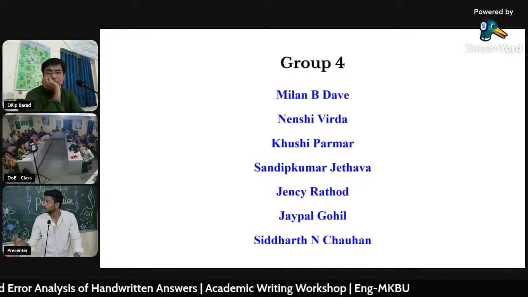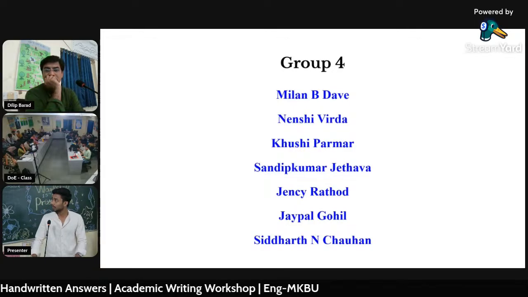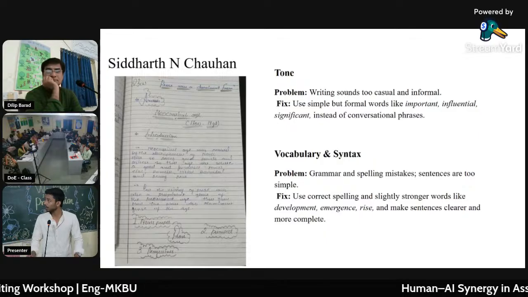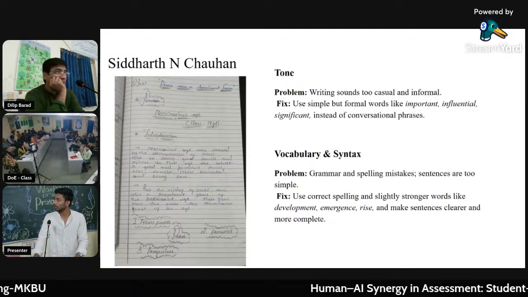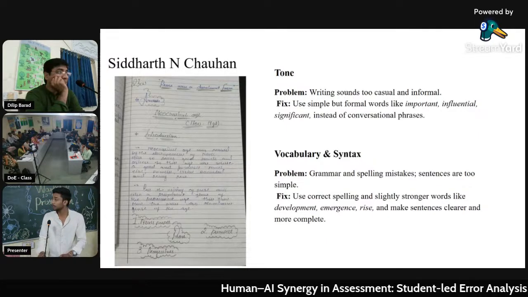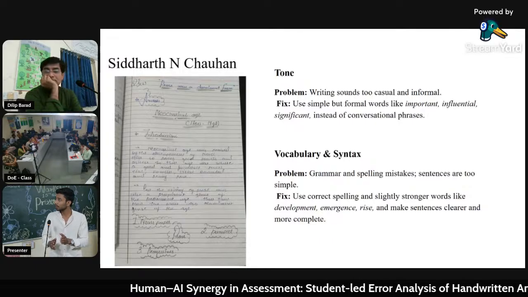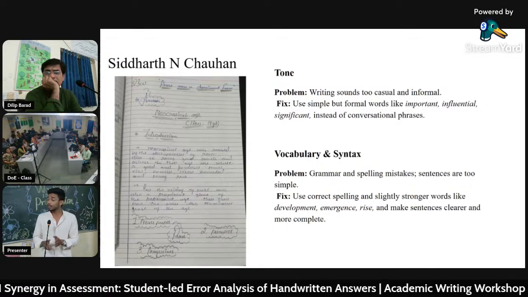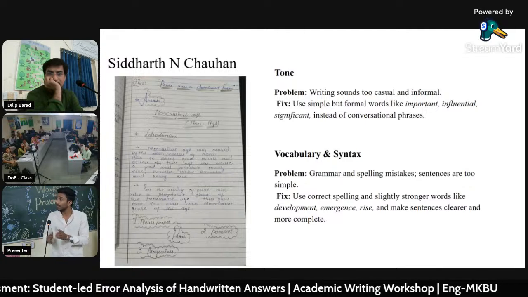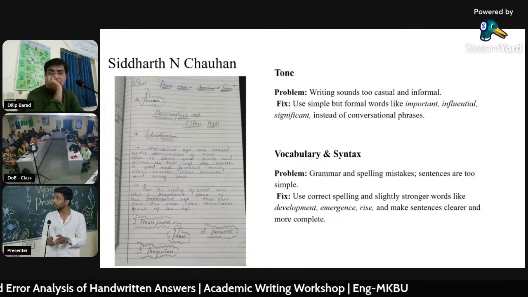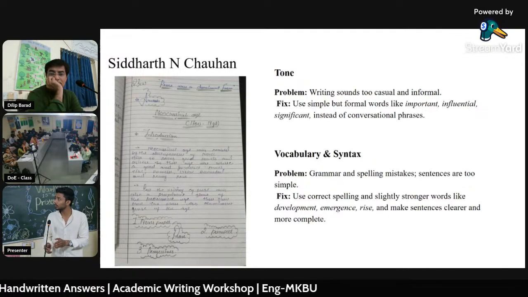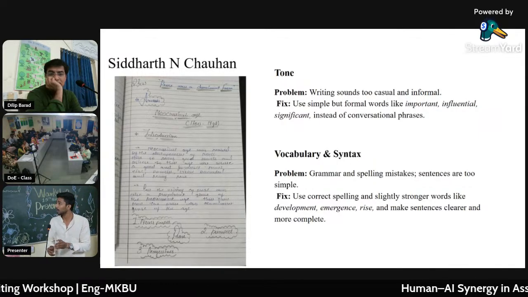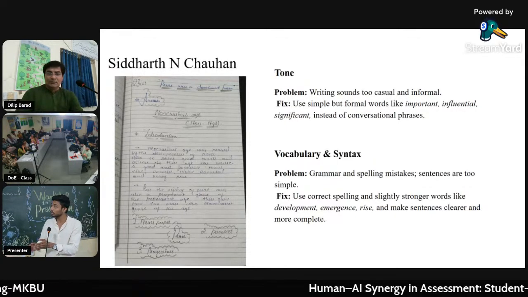Hello everyone. Those are my group members' names. The first one is mine. Please change the slide. Here I'm mentioning the tone and vocabulary syntax. The problem in my answer is that the writing sounds too casual and informal. There is not just a good answer. And how can I fix it? Use simple but formal words like important, influential, significant instead of conversational phrases. Those are instructions given from the rubric criteria.